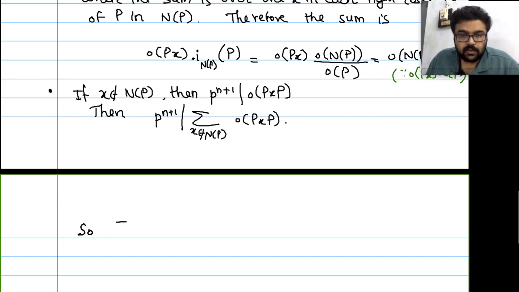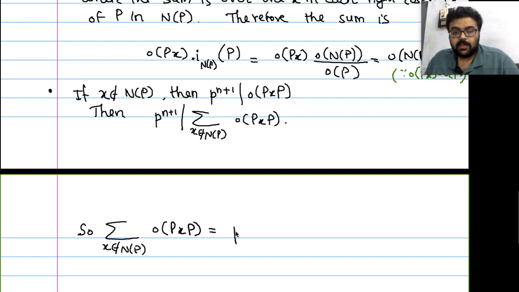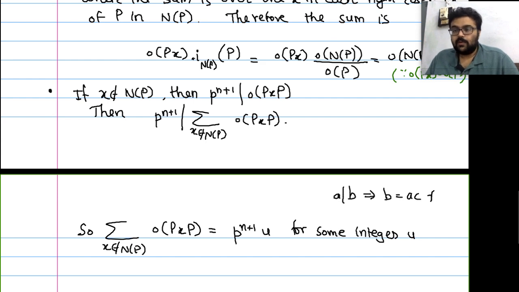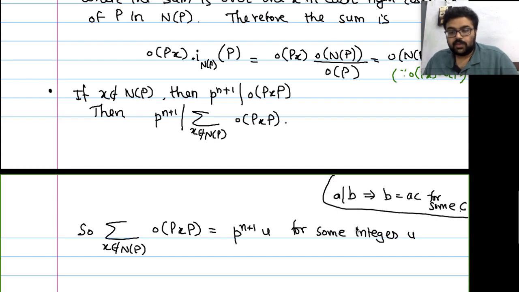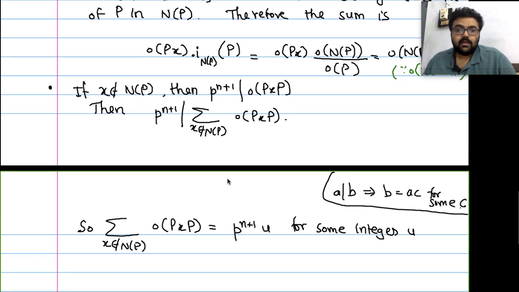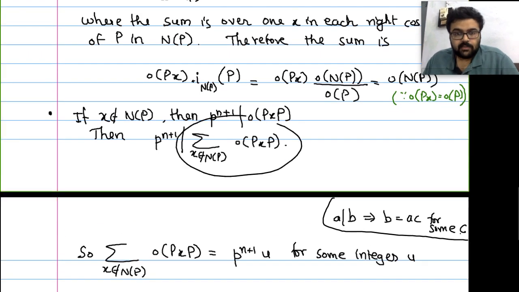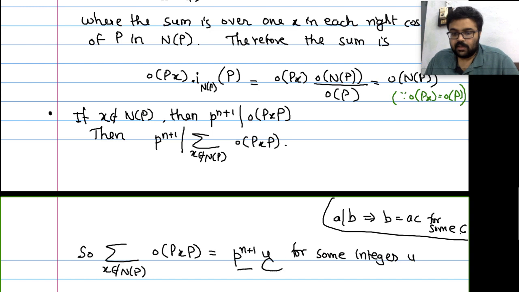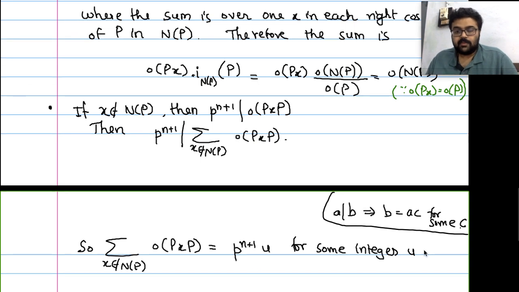So the summation over x not in N(P) of the order of PxP can be written as p^(n+1) times u, for some integer u. If a divides b, then we can write b as ac for some c. This is what we use here: when p^(n+1) divides this term, it can be written as p^(n+1) times some integer.